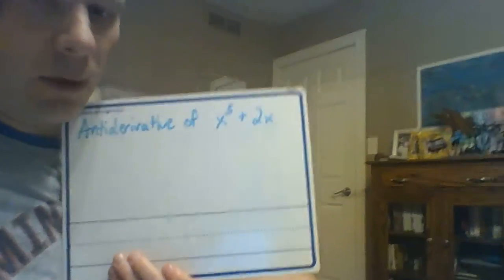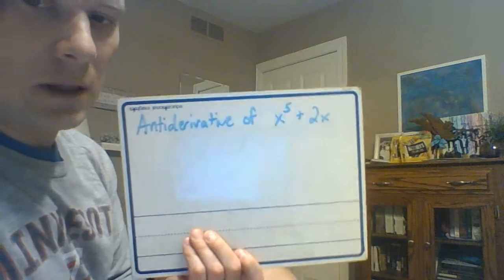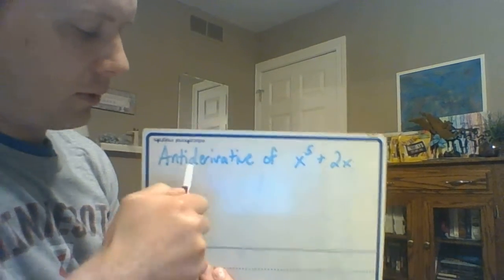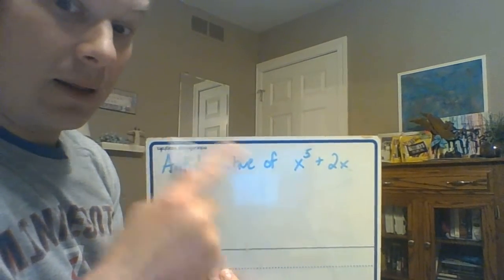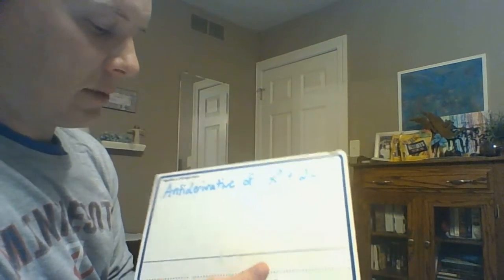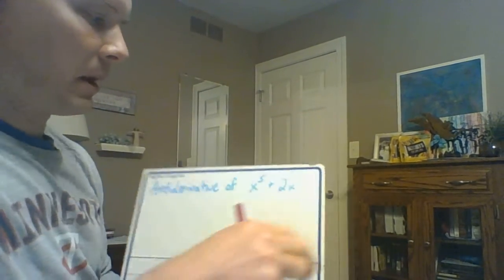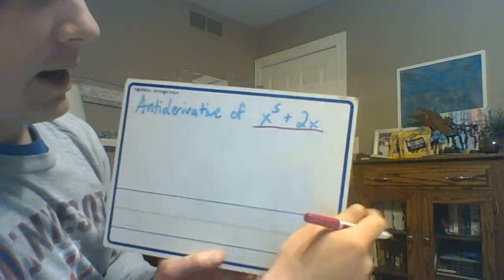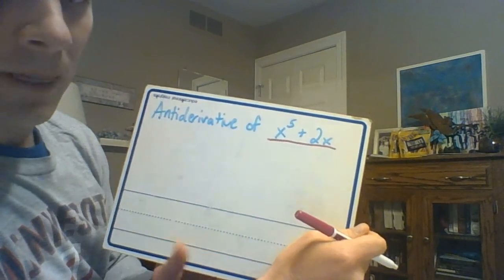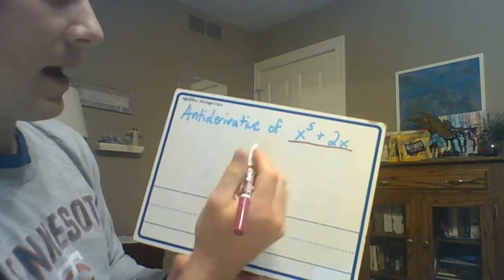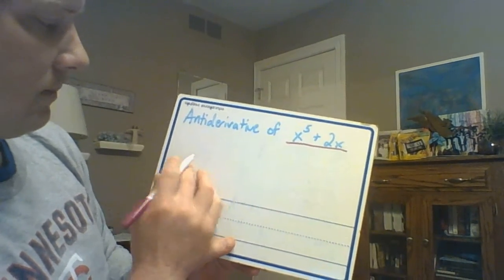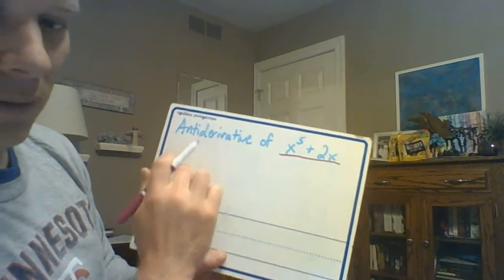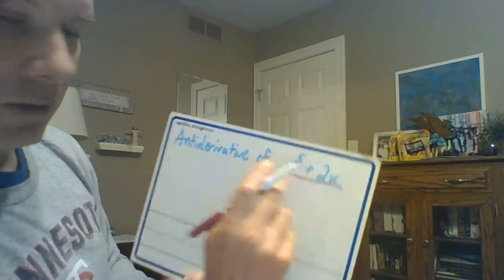We already know what a derivative is. Hopefully, just by me saying the word antiderivative, you know what the prefix anti means, kind of the inverse of, doing the opposite of, going backwards, if you will. So let's say we have this expression right here, x to the fifth plus 2x. If we're going to do the antiderivative of that, it's simply what's it going to be so that when we take the derivative of that, it gives us this.